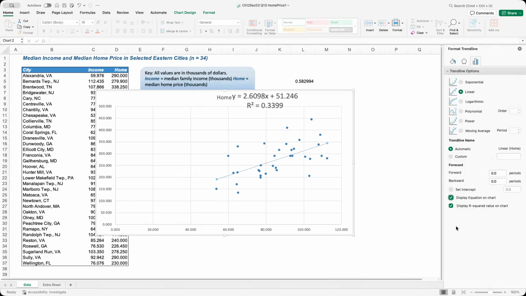If this was a perfect straight line, this number would be 1. 100% of the home price changes would be due to change in income. But this says only 34% of the change in the price of a house is due to the change in the income. And that means that 66% is due to other stuff. There are other determining factors other than the X values we picked, the income.